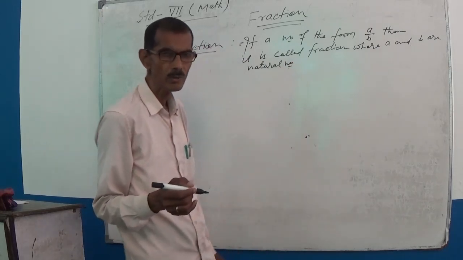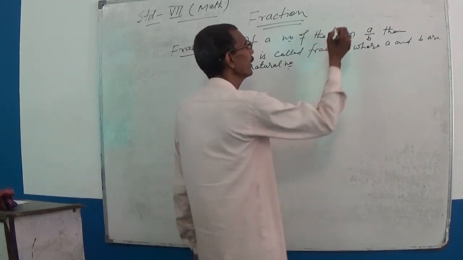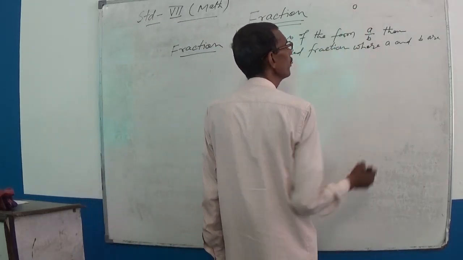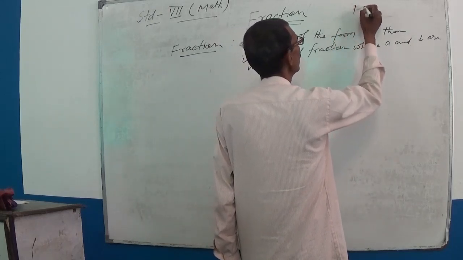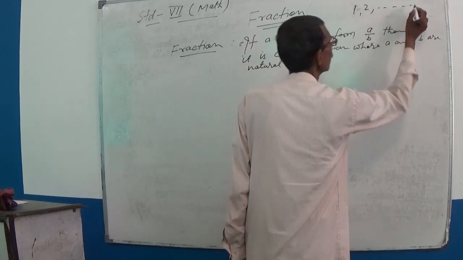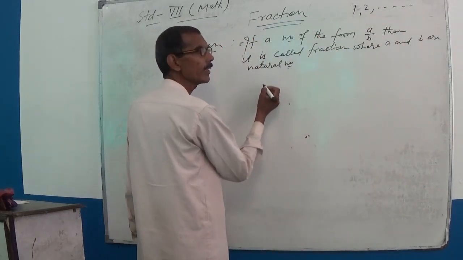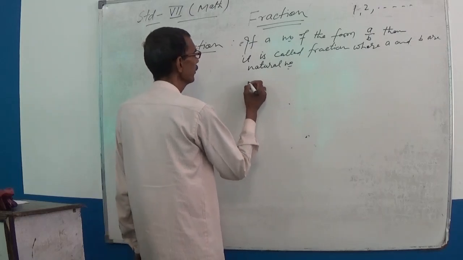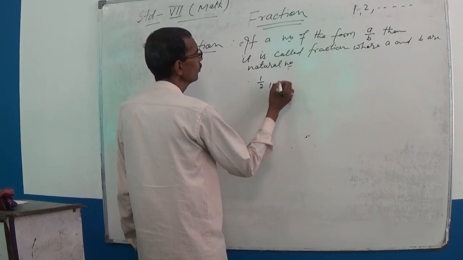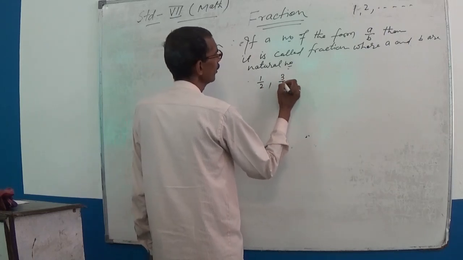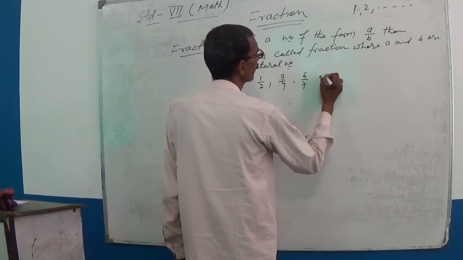You already know about natural numbers. There does not exist zero in the natural numbers. Natural numbers start from 1, 2 and go up to infinity. So you can get examples of fraction such as 1 by 2, 3 by 4, 6 by 7, etc.